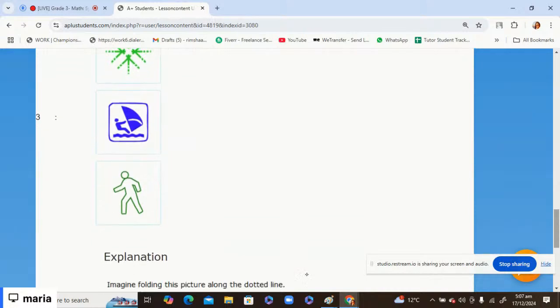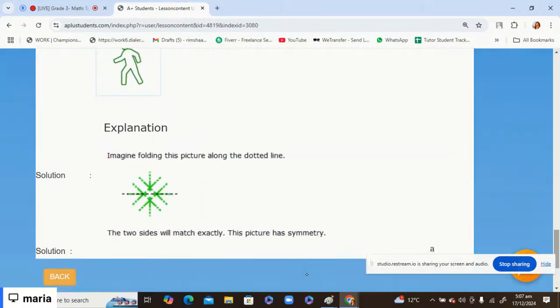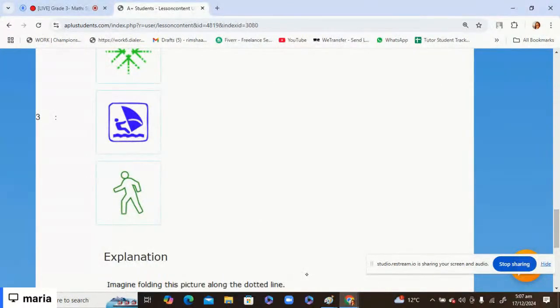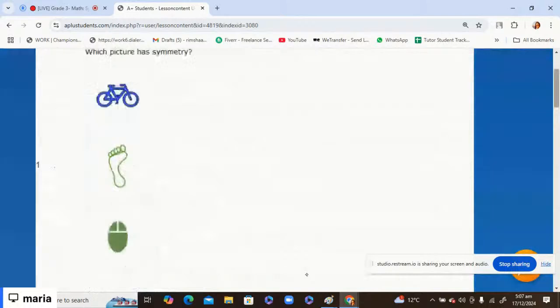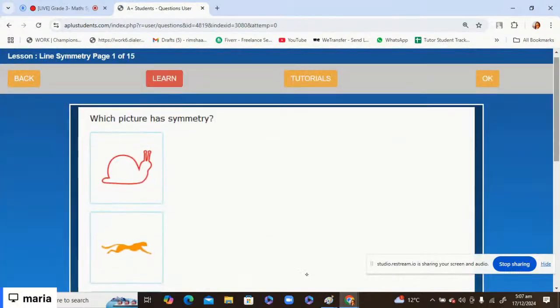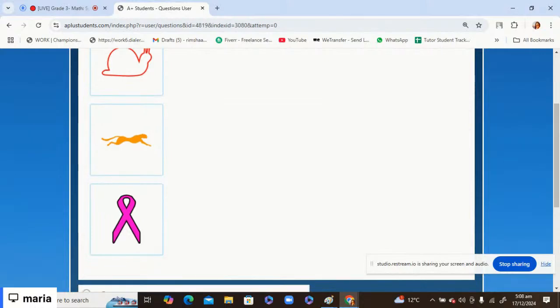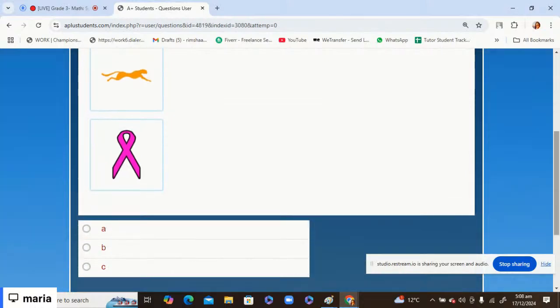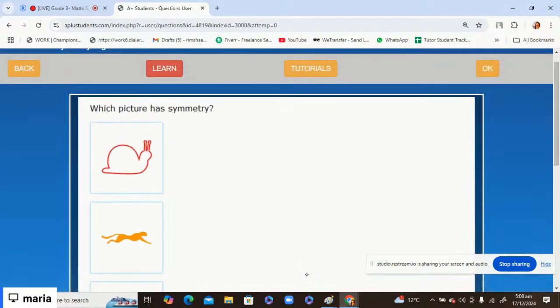Now here, the first two are different. The one is the same when you cut it down into two halves. Now let's check the test. As we already know this one, this is the ribbon that you are going to cut down into two equal halves. So this is part C.